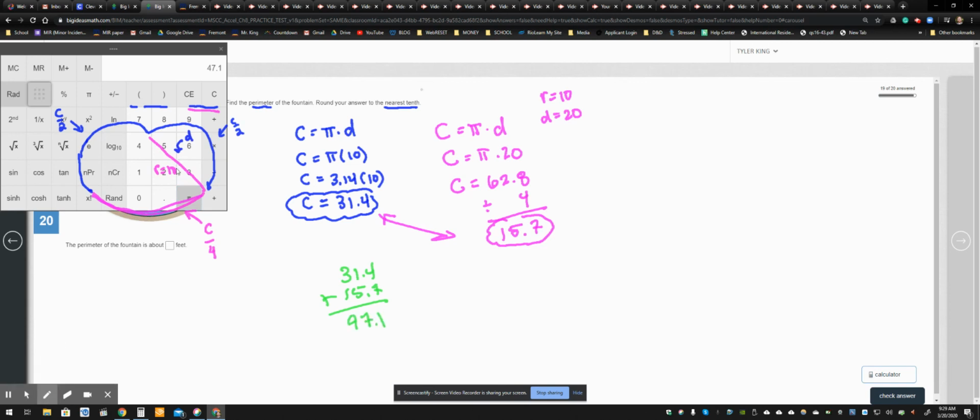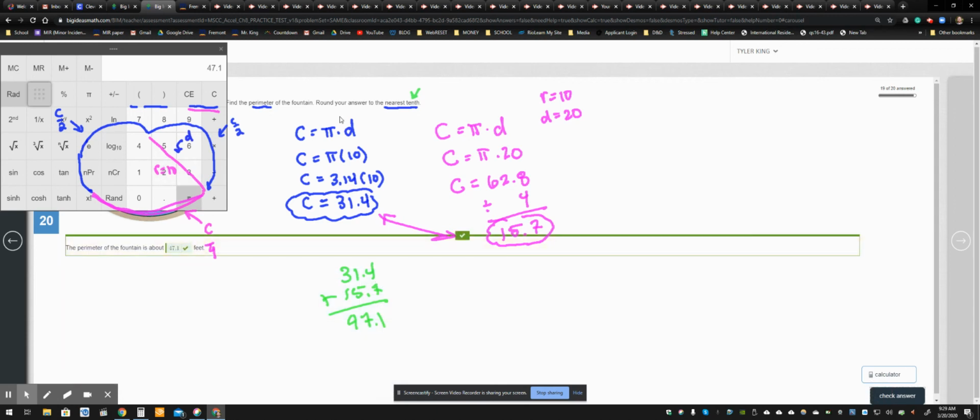47.1. And it already is in the tenths, so we don't need to round it any further. So let's just go ahead and check our answer, 47.1. And we are good.